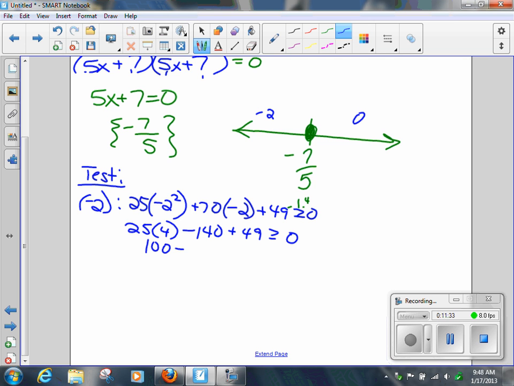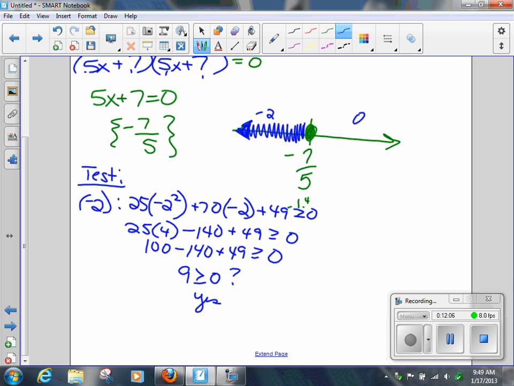That's 100 and, yep, watch what I'm doing. -40 plus 49 is 9. Is 9 greater than or equal to 0? Yes. Does all this test stuff get on our nerves? Yes. Do we care? No. We're still going to do it, and we're going to like it. Yes. That means I have to shade over here. Now, one side's taken care of. Let's check the other side.